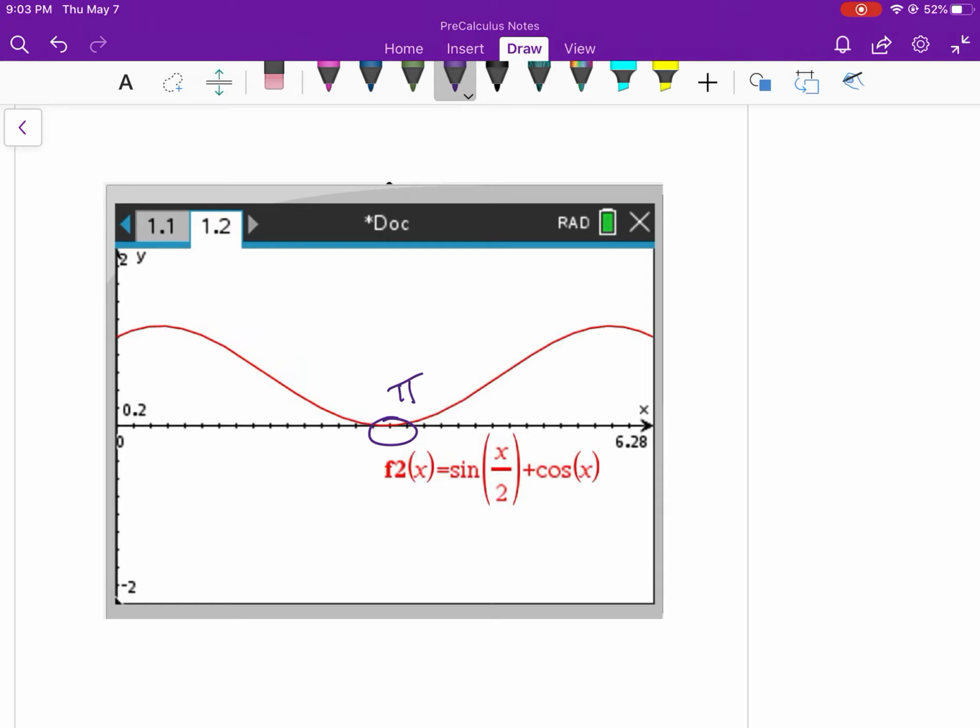Desmos is a good one to use, and that should conclude the last part of 5.5, or the second part of 5.5. We have one more part to do, and that's sum to product and product to sum formulas, and those are pretty easy to get a hold of. So we'll do that part next week.